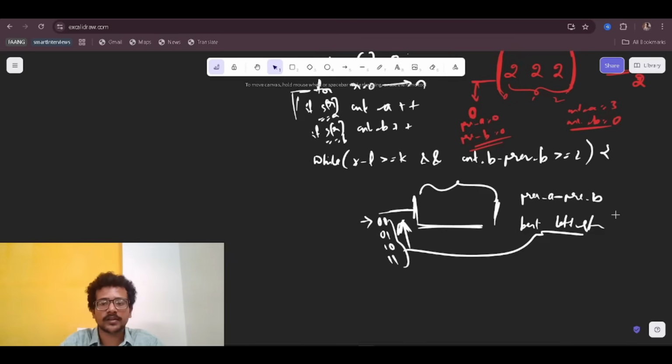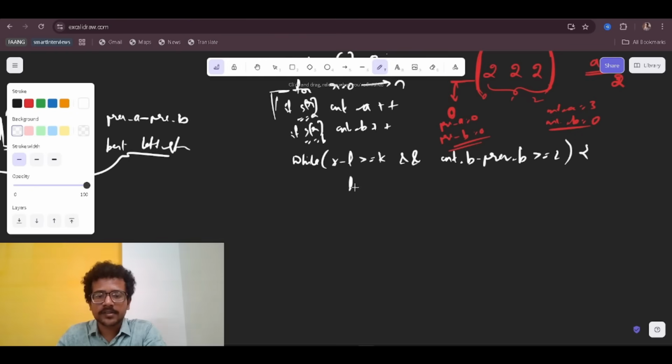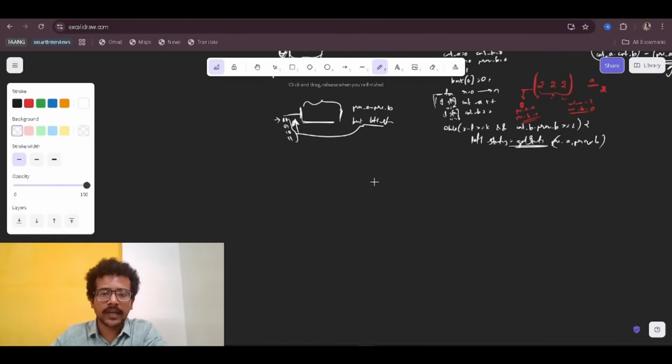Now, let me write that over here. Let us get that status: left status is equal to get status of previous A comma previous B. Now what is this get status function? We need to write that again.